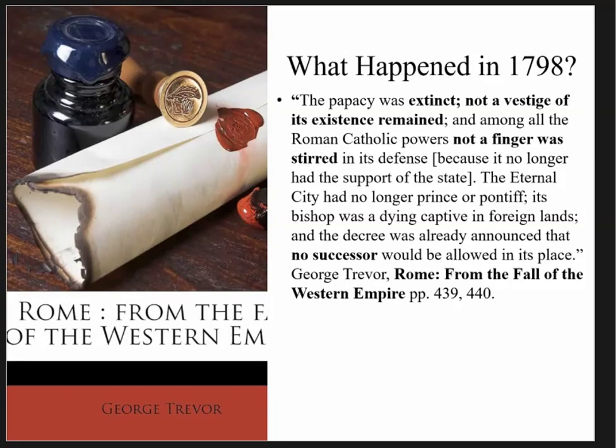It is interesting to know how historians describe the deadly wound of 1798. So you know what the deadly wound is? When his power was withdrawn, taken away from him. Historians employ language very similar to that of Revelation 13. Let's look at a few examples. Now remember, these are secular historians. Let's go to George Trevor, in his book Rome from the Fall of the Western Empire.